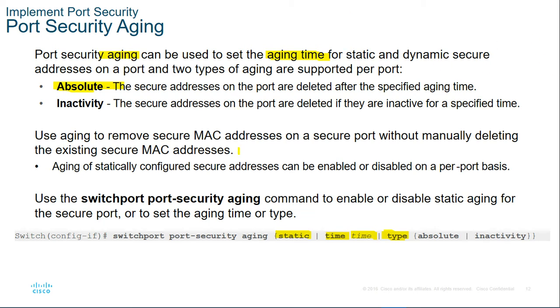So let us continue the aging. When we configure the port security aging, there are two methods to configure the aging. One is absolute, one is inactivity. Absolute means the secured addresses on the port are deleted after a specified aging time.